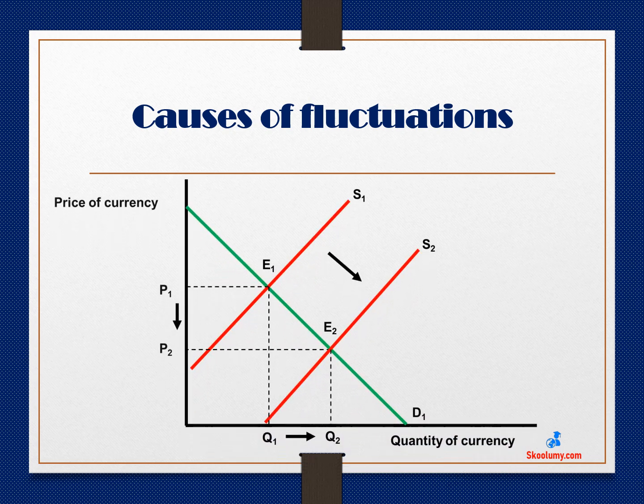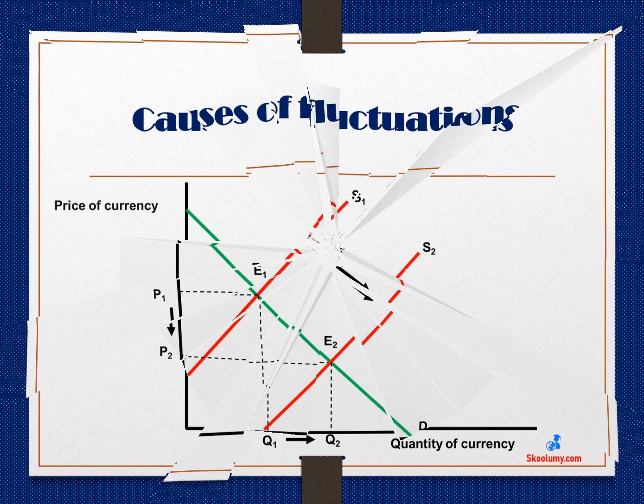Let us consider the effect of supply on the exchange rate. A rise in importation will increase the supply of the domestic currency because people sell their currency or exchange it with the currency of the exporting country. In the diagram, supply increases from S1 to S2, and the exchange rate decreases from P1 to P2.